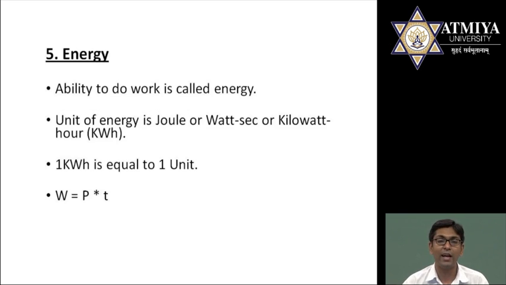Let us go towards the next definition, and that is of energy. It is ability to do work. Now unit of energy is joule or watt into second or kilowatt into hour, or in short it is called kWh. 1 kilowatt hour, that is 1 kWh, is equal to 1 unit. So W is equal to P into T, where P is power and T is time.